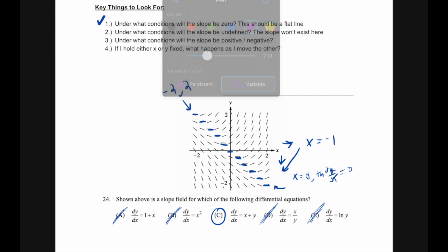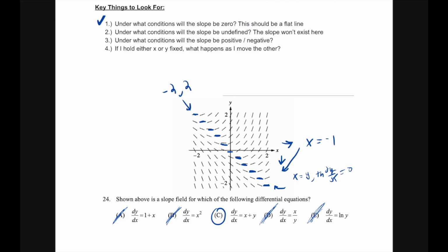There's other things I would notice about this. I would notice as x increases, the slope increases, right? So it goes from negative to 0 to positive. So I want something where when x goes up, the slope goes up. And like E, x isn't even involved. So that can't be true.